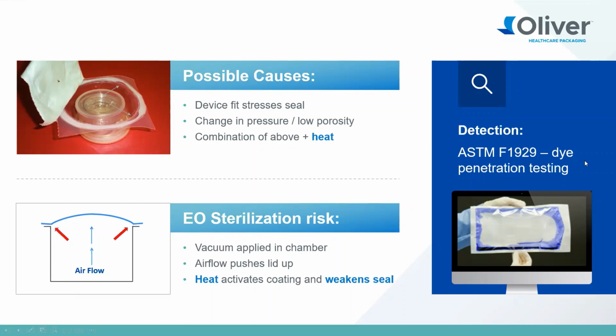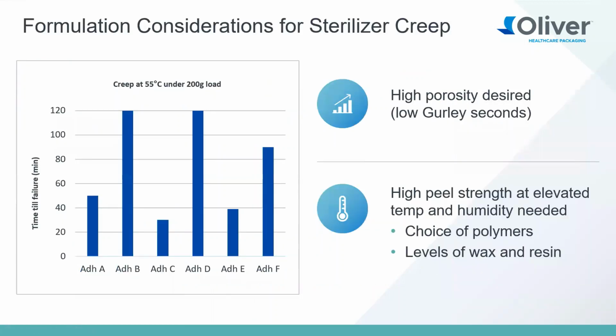Yeah, I think if we go to the next slide, the messaging here is that we've been talking about there are lots of different coatings out there. They're not all exactly the same. They have different formulas and different characteristics. So with respect to sterilizer creep, one thing to look at is how strong are the coatings at elevated temperature, because we talked about how they get weaker, but some of them get weaker than others.